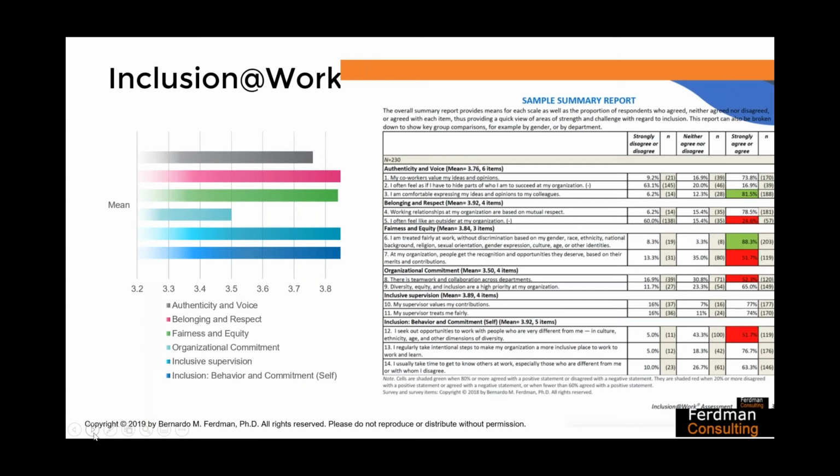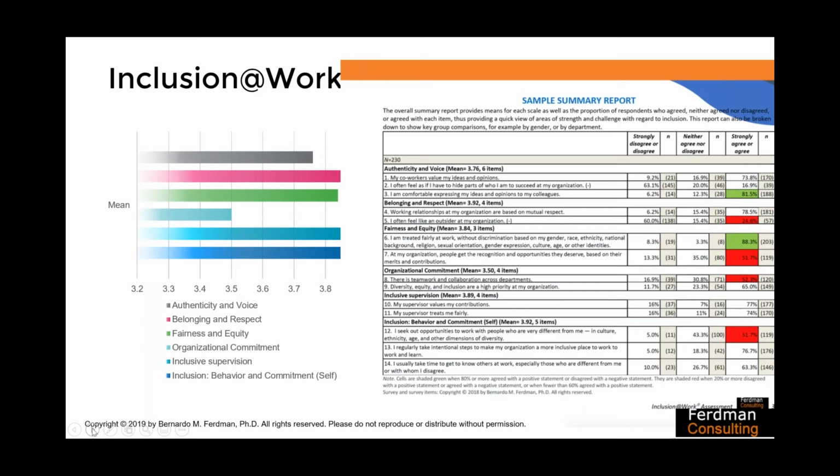So for example, in this particular sample, we have 200-something people total. You can't see the right edge, it's okay. But 81% of the people said that they agree or strongly agree that they're comfortable expressing their ideas and opinions to their colleagues. So that increases the mean for authenticity and voice. On the other hand, in terms of belonging and respect, almost 25% of respondents said that they often feel like an outsider at their organization. I think that's a lot. And so this is the kind of thing that one can analyze here.